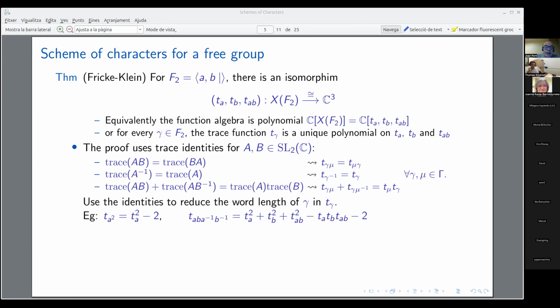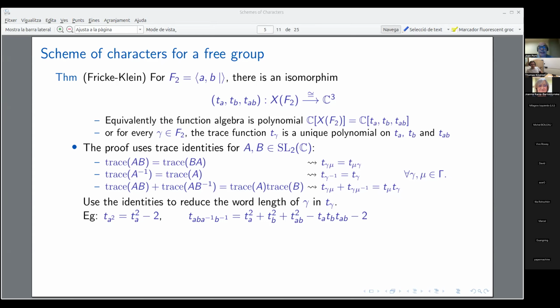Okay. So the first trace identity, which works for every matrix group, is that the trace of A times B is the same as the trace of B times A, and this gives the following trace identity. The second one is that the trace of A minus one is the same as the trace of AB. Okay, this is true only for SL2C. That's not true in general, but this also gives me a trace identity.